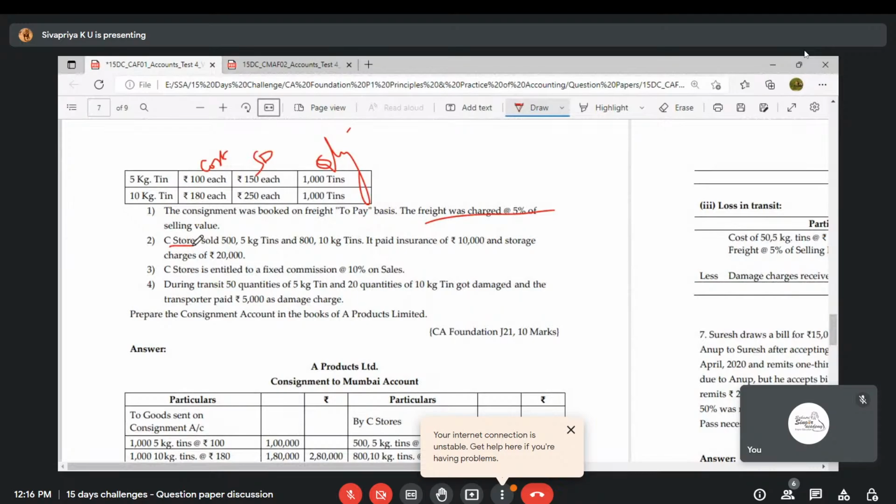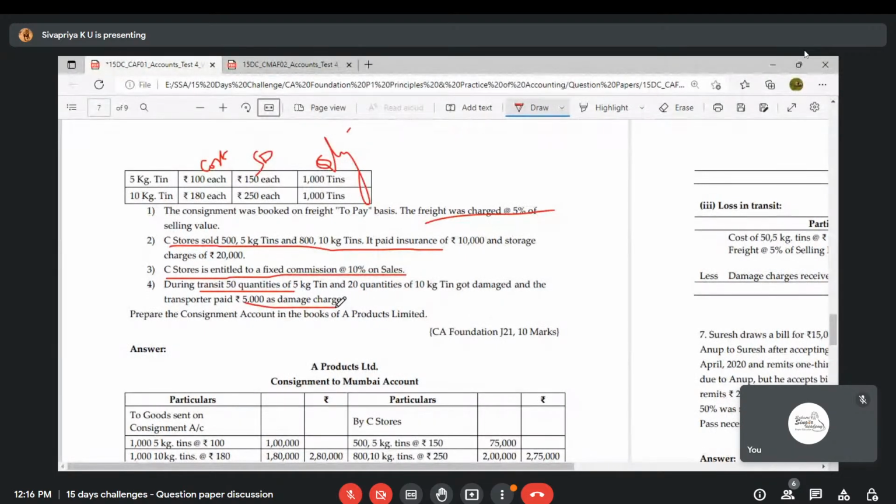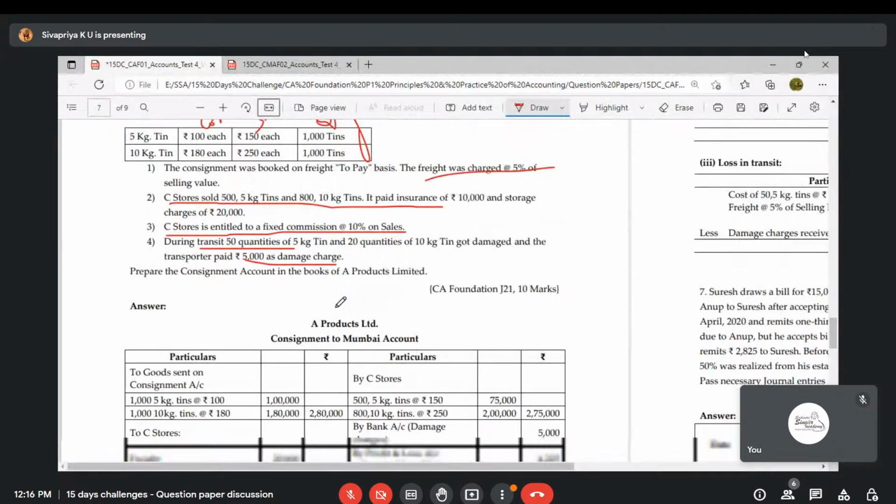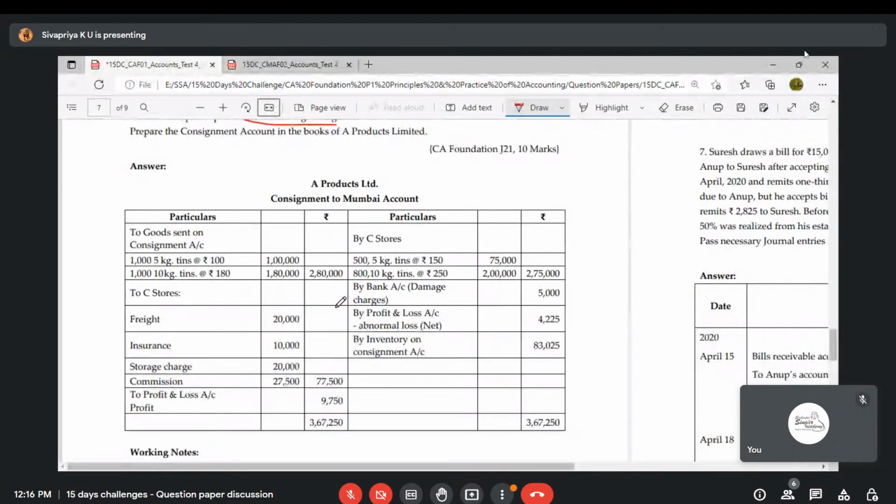ஒருத்தர் எவ்வளவு சேல்ஸ் பண்ணிருக்காங்க, it is to affect commission of 10%. டிரான்சிட்ல எவ்வளவு, டிரான்சிட் டேமேஜ்க்கு எவ்வளவு பே பண்ணிருக்காங்க. So all the details were given. இது இப்ப நீங்க என்ன பண்ணணும் அப்படின்னா கன்சைன்மெண்ட் அக்கவுண்ட், கன்சைன்மெண்ட் டு மும்பை அக்கவுண்ட் மட்டும் நம்ம ஓபன் பண்றோம். ஓகே, சிக்கு நீங்க அமைச்சது எவ்வளவு, டிரான்சிட் டேமேஜஸ், then this is abnormal loss calculation. இது நார்மலா போடுற கன்சைன்மெண்ட் அக்கவுண்ட், இது பெரிய காம்ப்ளிகேஷன்ஸ் இல்ல.